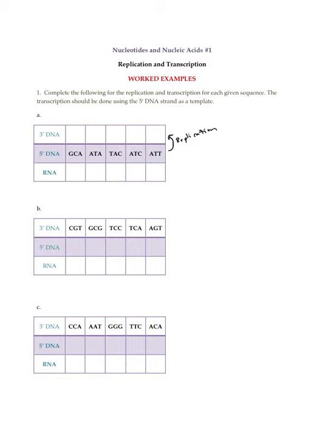And when you're doing replication, you are using your complementary base pairs, and so G becomes C, or vice versa. C becomes G, A becomes T, and T becomes A. And so GCA would become CGT. ATA would become TAT. TAC would become ATG. ATC would become TAG. And ATT would become TAA.